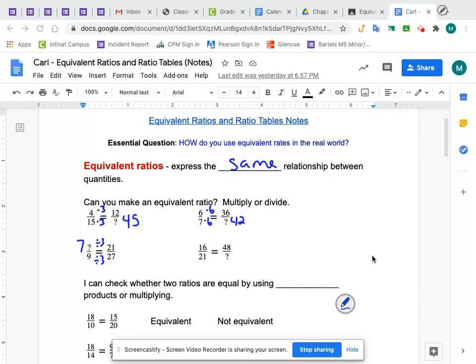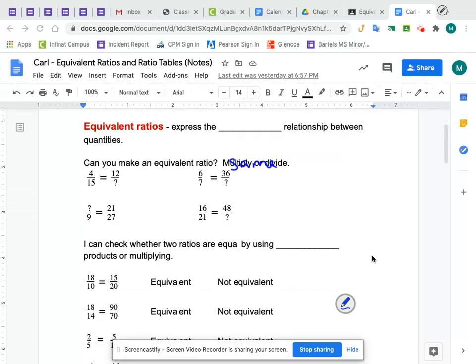And here, 16 to 48, I would end up multiplying by 3. And then 21 times 3 is going to end up being 63. So you're going to either multiply or divide to find an equivalent ratio. So for the first ones, you're making the equivalent ratio.